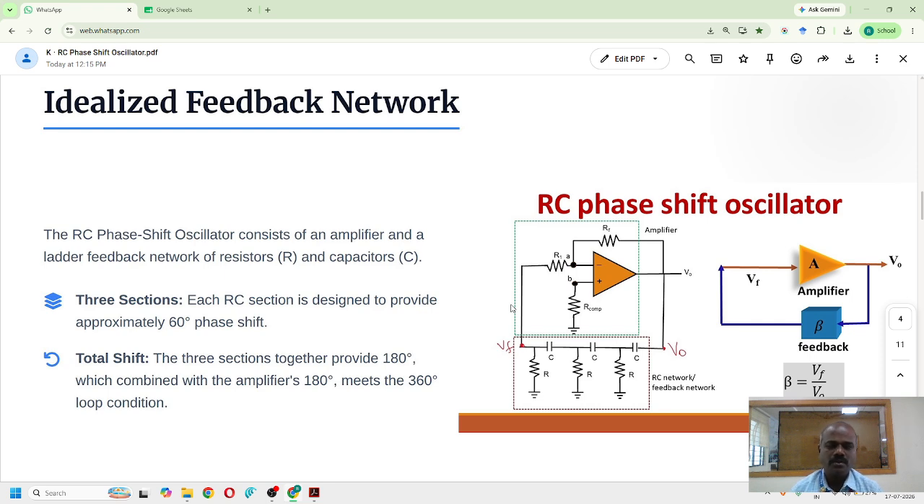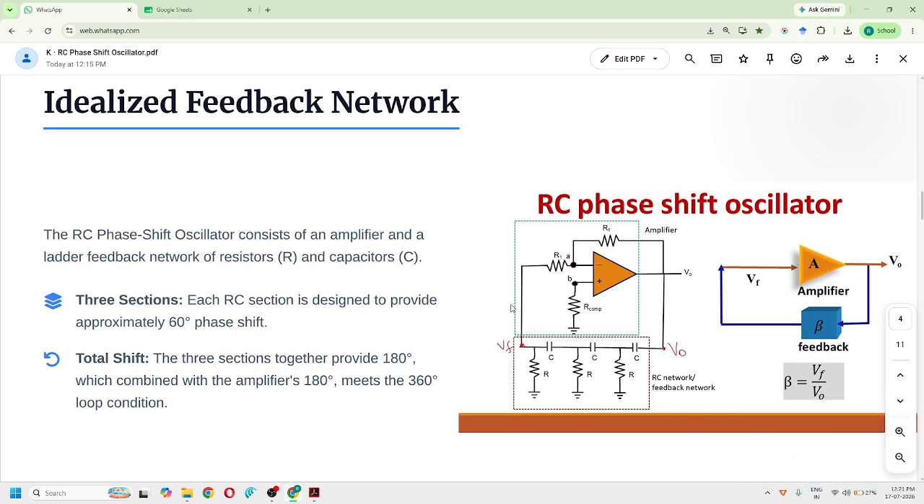In this circuit you can see we have 3 RC combinations: one RC network, and second and third. Totally we have 3 RC networks. Each RC network can create a 60 degree phase shift, so put together 180 degree phase shift, and the amplifier is going to give another 180 degree phase shift. So a total of 360 degree phase shift is generated by this circuit.